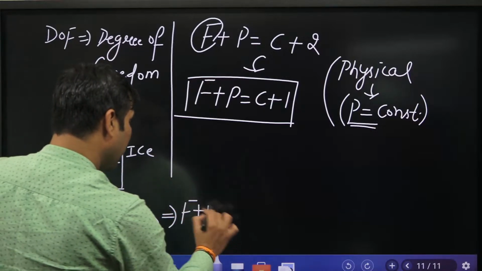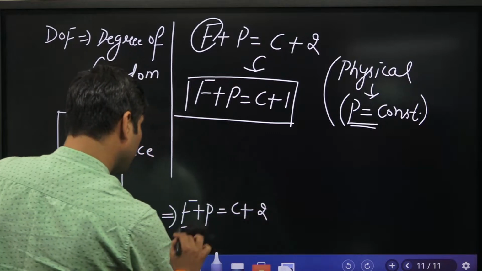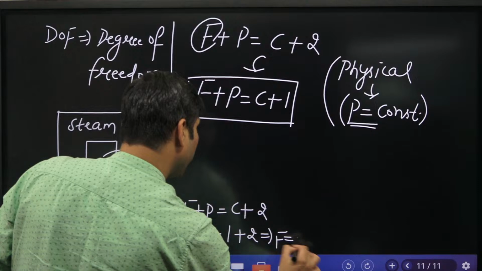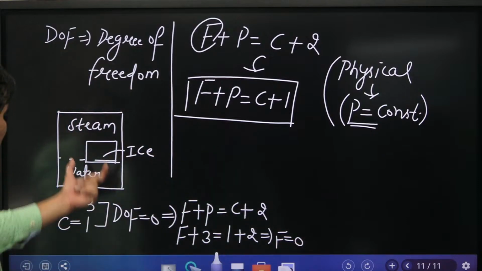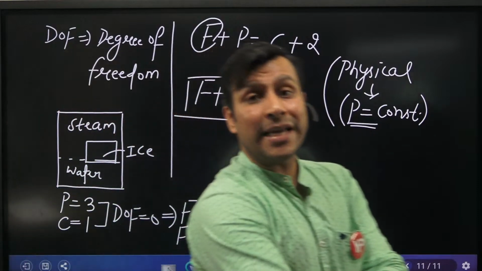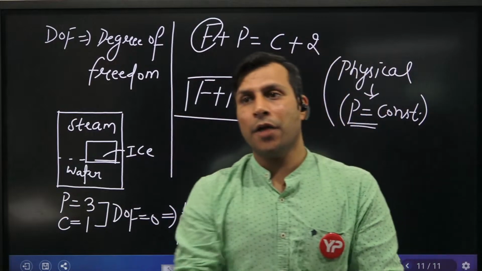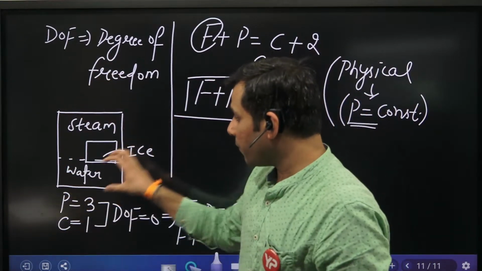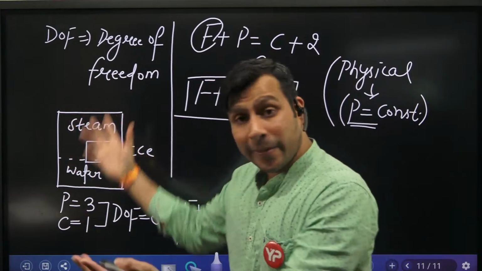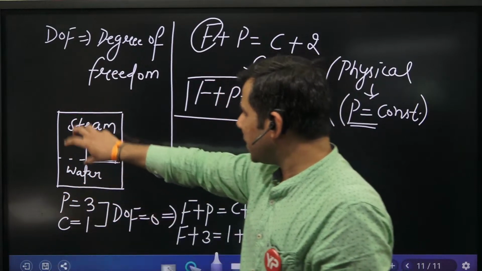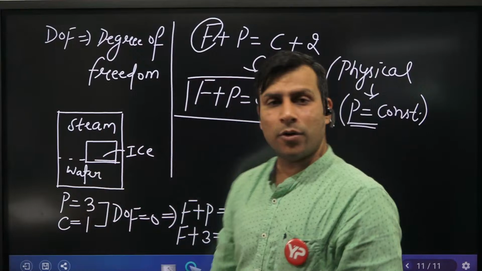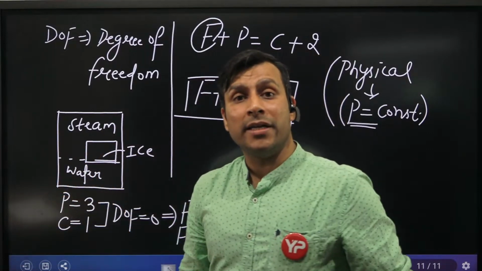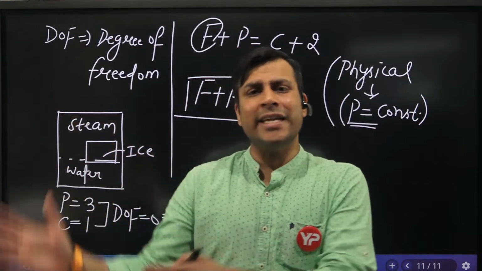You can check from this. F plus P equal to C plus 2. Okay, so F plus 3 equal to 1 plus 2. So means F is 0. Degree of freedom is 0. Means in this particular condition, you cannot vary any intensive variable. If you will vary here any intensive variable, you can say their equilibrium will be disturbed. Okay, so if you are having these three, steam, ice, and water, these are in equilibrium. So at this particular point the DF is 0, means you cannot change any intensive property.